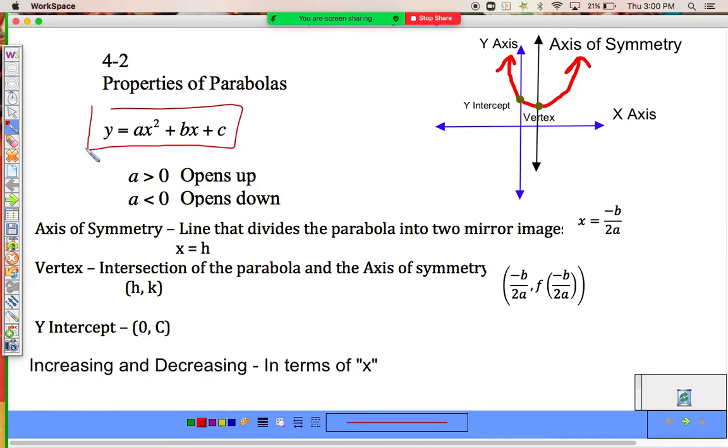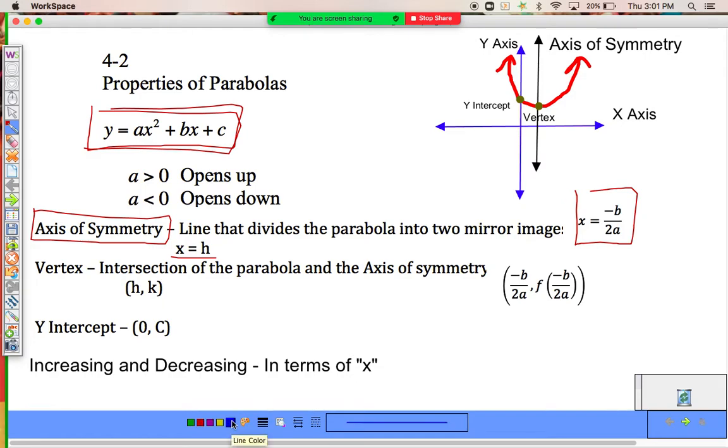All right, so this is the first thing we're going to copy down. Only copy down what I circle or highlight. All right, my axis of symmetry we said before was x equals h, but now we're going to say it's x equals negative b over 2a. We're going to have to use the formula negative b divided by 2a to find our axis of symmetry. So x equals negative b divided by 2a is going to be my axis of symmetry, which is going to be pretty simple to do once we see it.